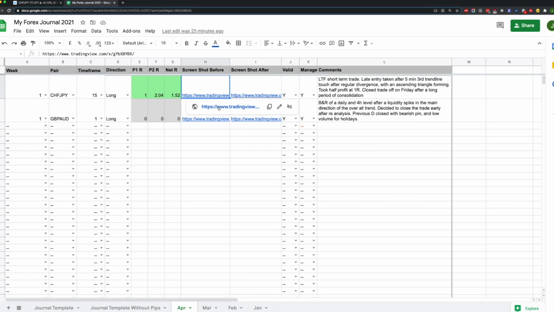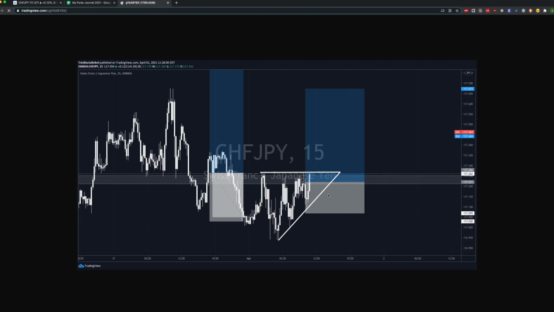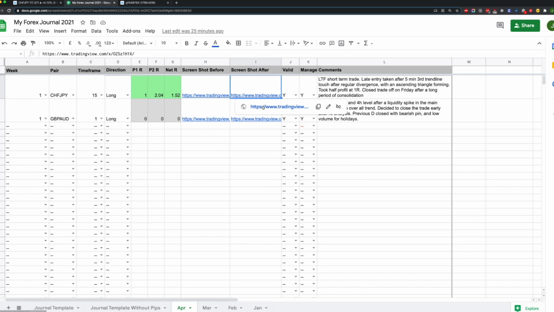So this was the trade here at the time of entering. So we have this kind of ascending triangle being formed, right? We have equal highs being formed, but higher lows. So I was looking for that kind of breakout of this ascending triangle, right? And then this was my trade here at the time of closing.